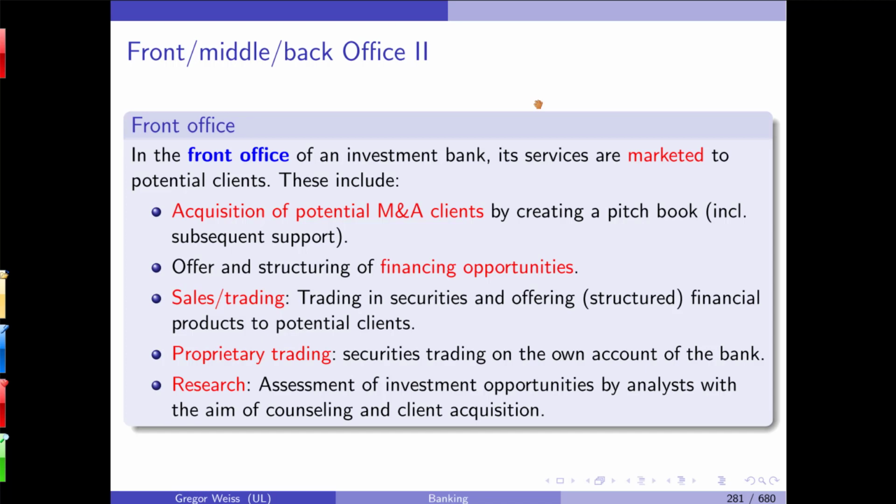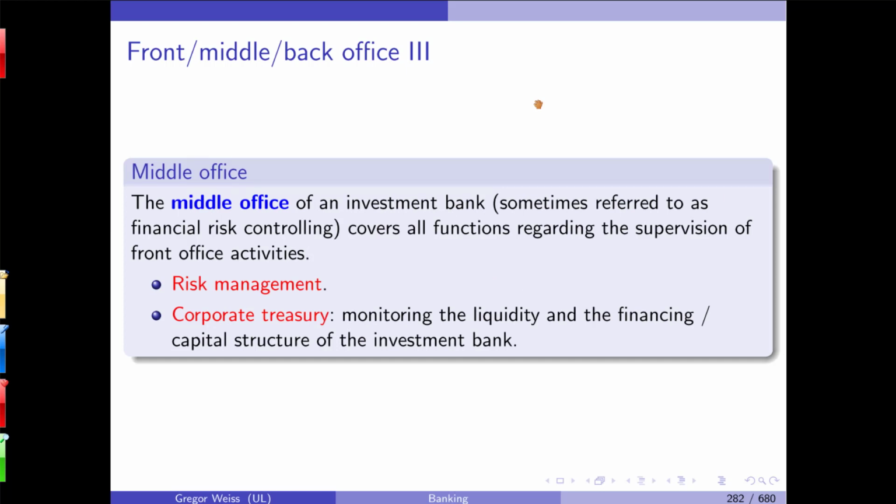And we have research in the front office. In the middle office, we have risk management and corporate treasury. Treasury is the department in charge of keeping track of a company's liquidity and making sure that you have enough liquidity, but also at the same time managing its excess liquidity, so making sure that the company doesn't sit on too much liquidity and that it's invested short term, and we're making some money of this.